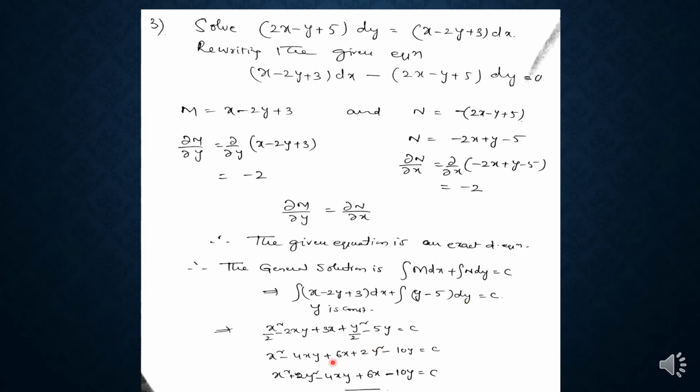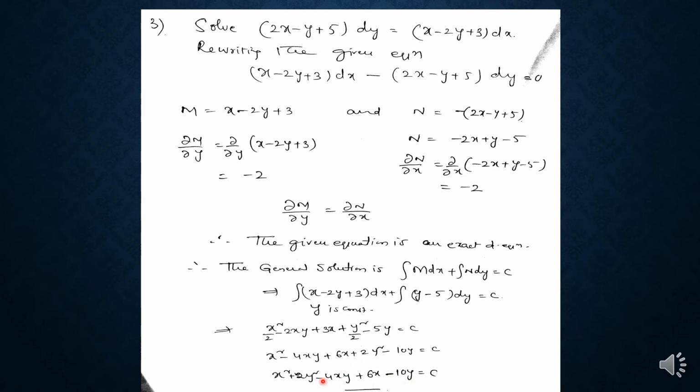Now by taking LCM here, 2, that is x square minus 4xy plus 6x plus y square minus 10y is equal to 2c. That is x square plus y square minus 4xy plus 6x minus 10y is equal to c.